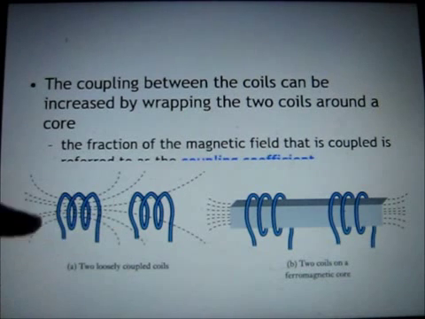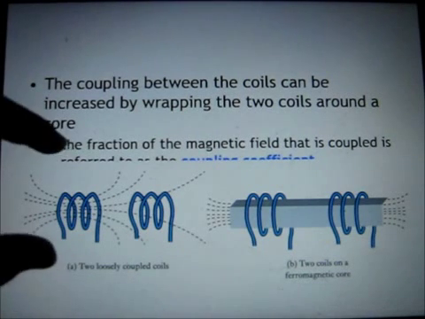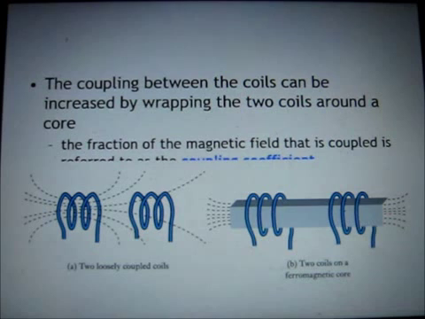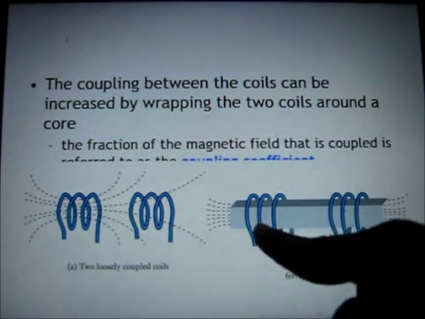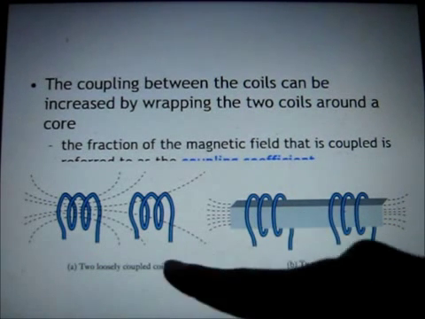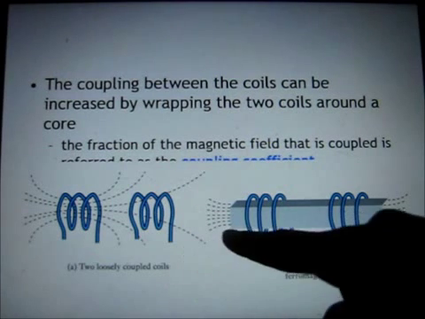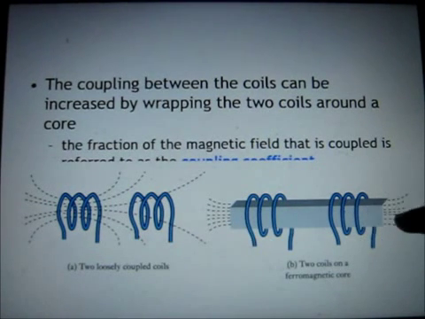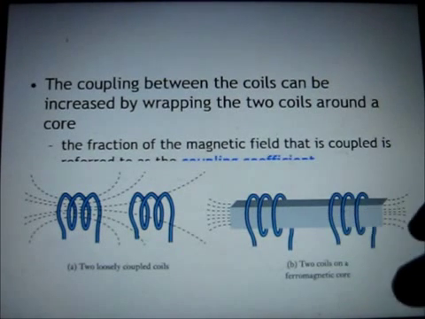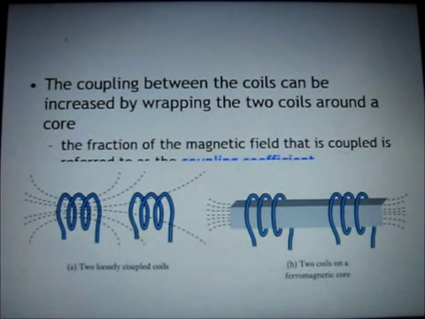So in this case, how can you increase the inductance? Simple. If we use a ferromagnetic core, the net flux linking will increase. The more the linkage of flux, the more the inductance, and hence we'll get larger inductance in this case. The fraction of magnetic field that is coupled is referred to as the coupling coefficient.